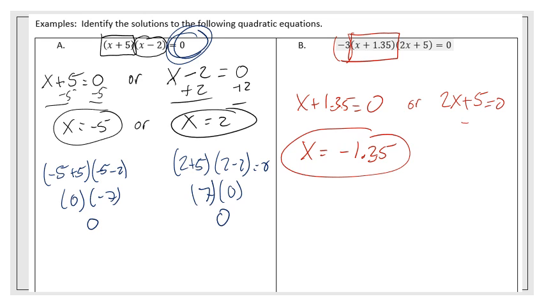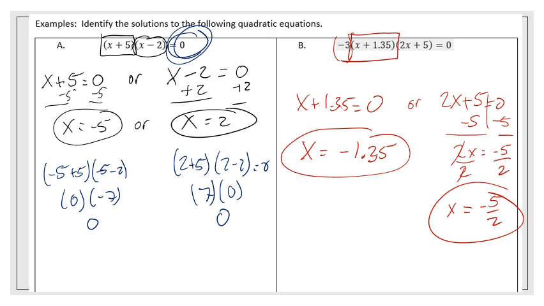So to solve that two-step equation, I'm going to subtract 5 from both sides of the equal sign first. You'll end up with 2x is equal to negative 5. Then 2 times x, so you want to do the inverse of multiplication, which is division. So divide both sides by 2. The 2's will cancel, and you get x is equal to negative 5 halves. That's the second solution. So x could be negative 1.35 or x could be negative 5 halves.